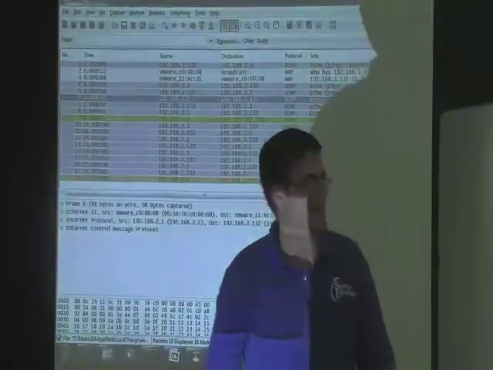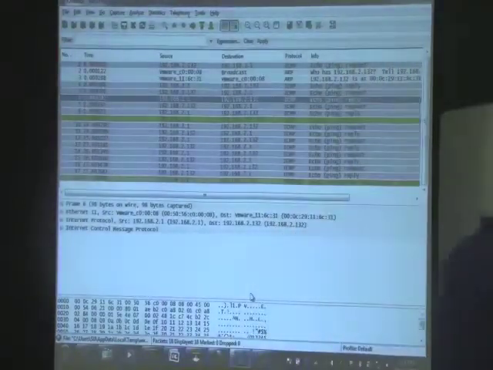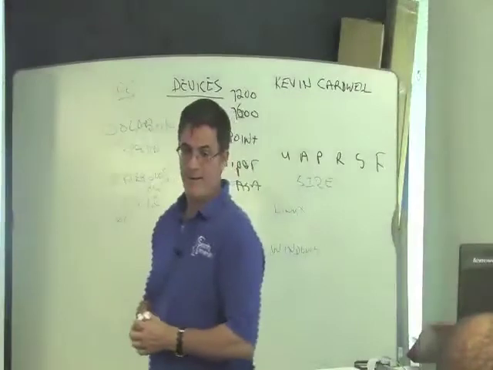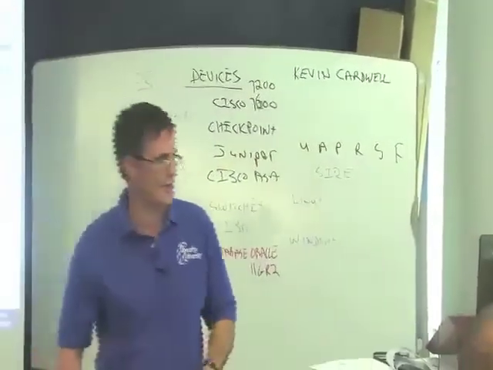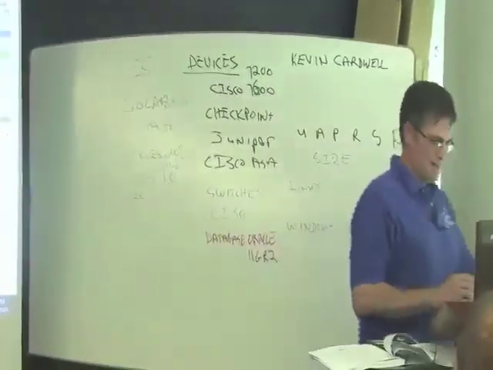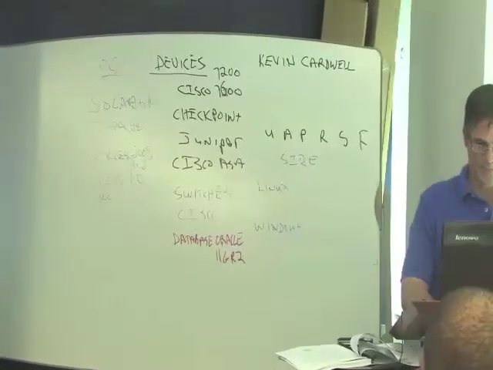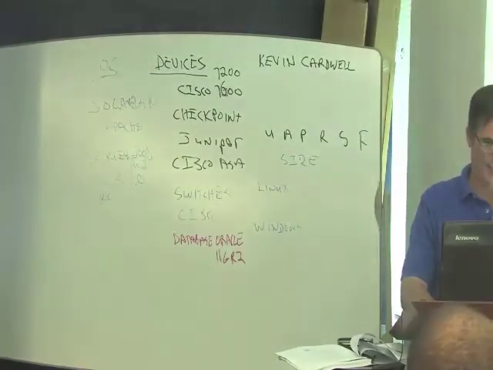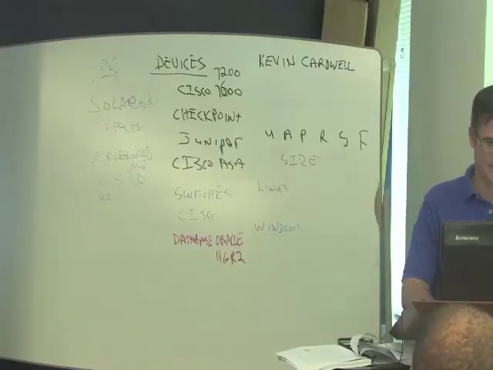What's the size of the ICMP packets in the Linux ping? The data size. Anybody got it? Remember how to find it? Expand ICMP. And down here's the data size. See that?